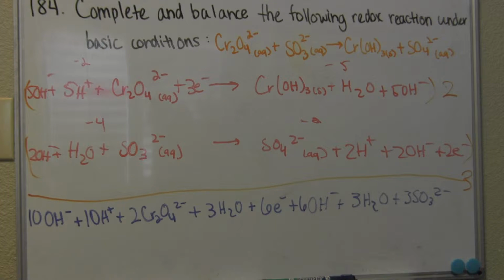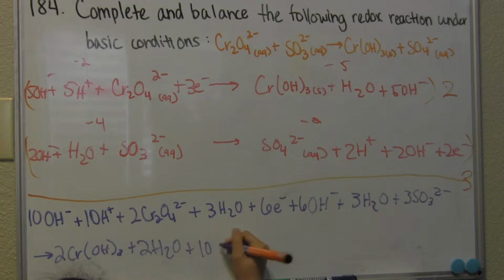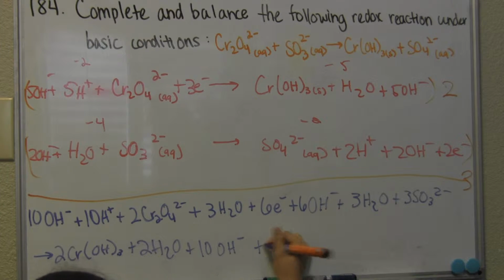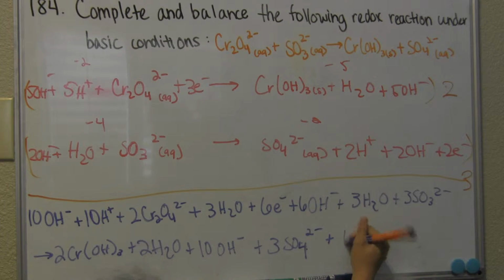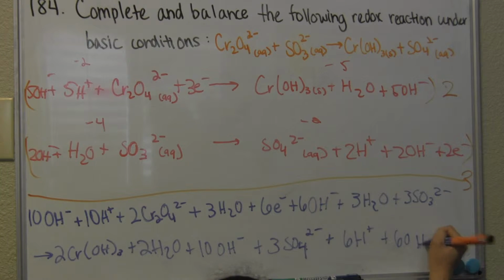So that's all of the reactant side. And then your product side, I'm just going to write it under, but you know that it's all on the same line, okay? Is 2 Cr(OH)3 plus 2 H2O plus 10 OH minus plus 3 SO4 2 minus plus 6 H plus 6 OH minus plus 6 electrons.